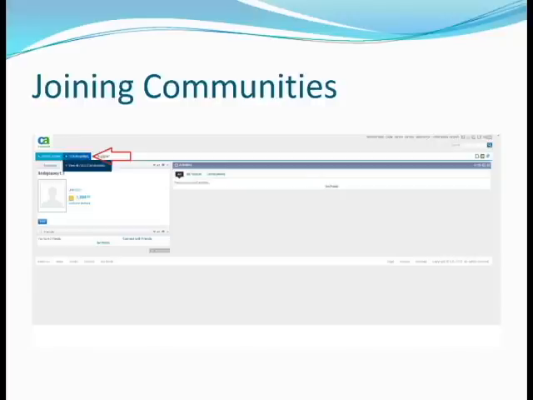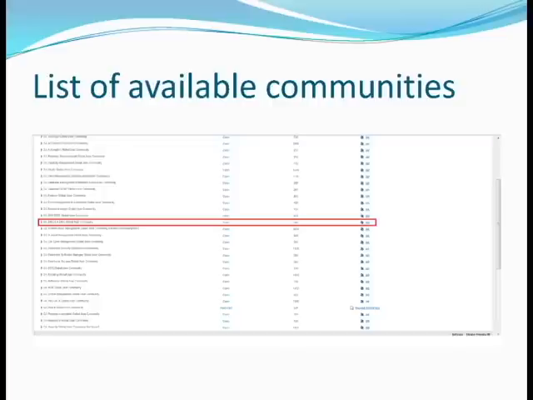Now that you've logged on, hover your mouse over the Communities tab at the upper left side of the screen and a drop box appears. Click the View All, Join Communities link. A list of all available communities will be displayed. Scroll down the list until you locate our community. On this list, you will find us as CA, IDMS, IUA, EIUA, Global User Community.